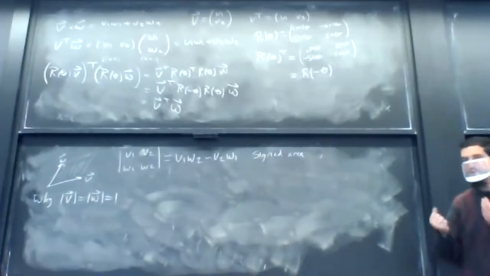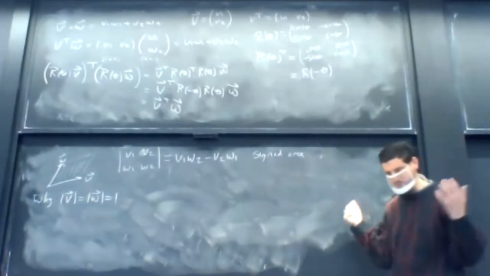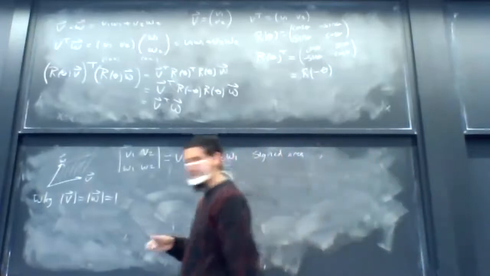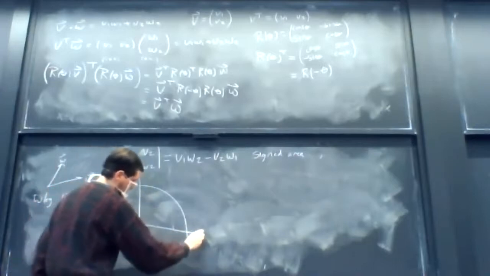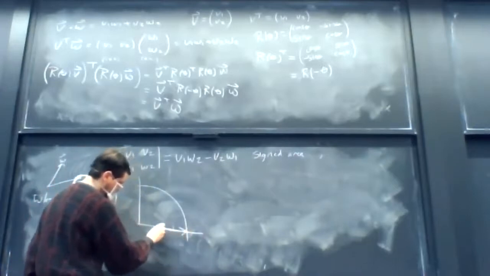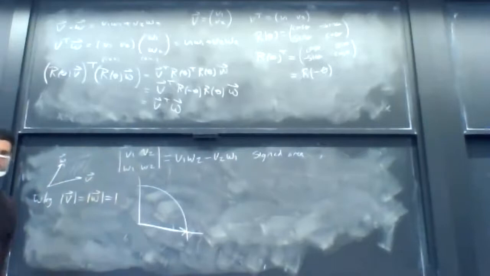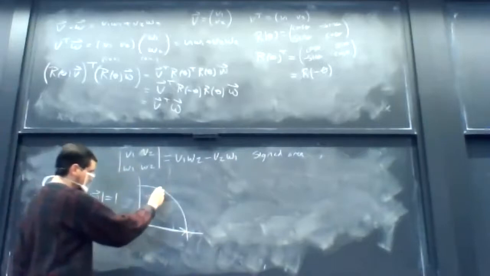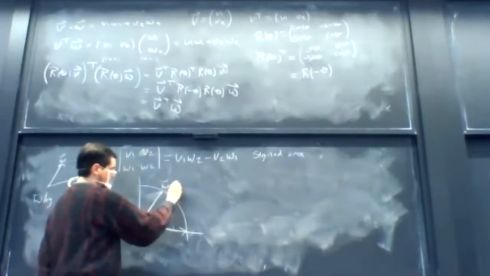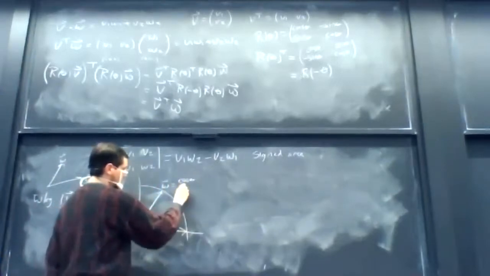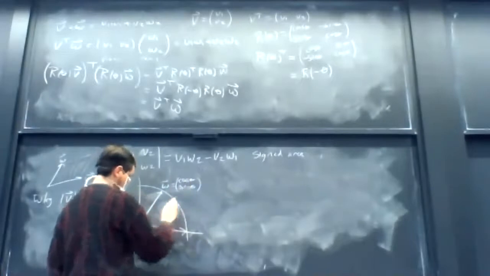So we now have 2 unit vectors. Where should V point? X-axis. So, as always, here is V pointing in the direction of the x-axis. And now we have W over here, and W will be cosine theta, sine of theta.